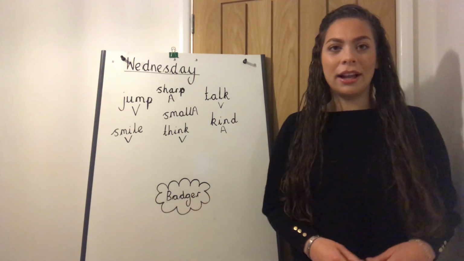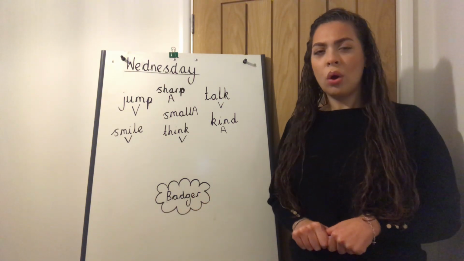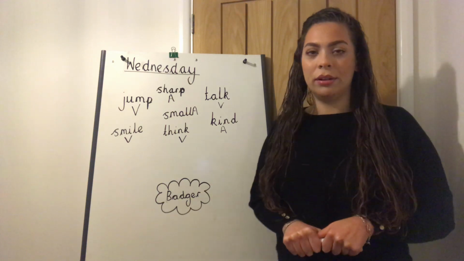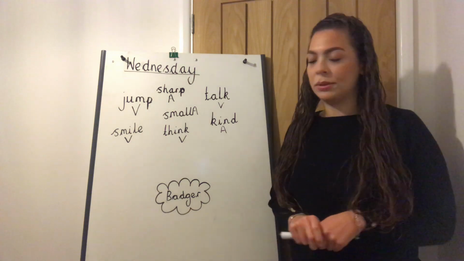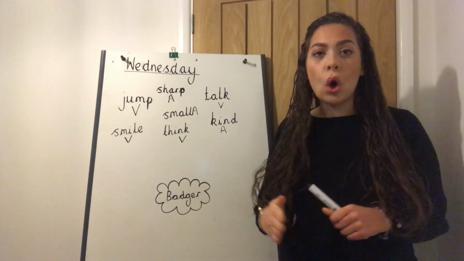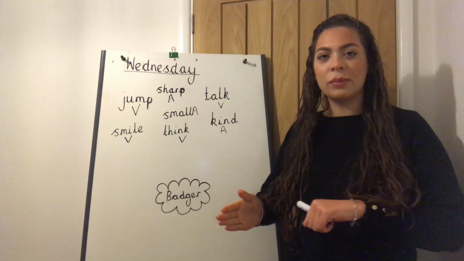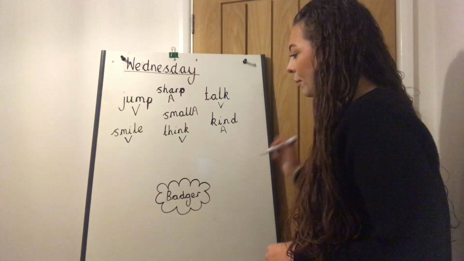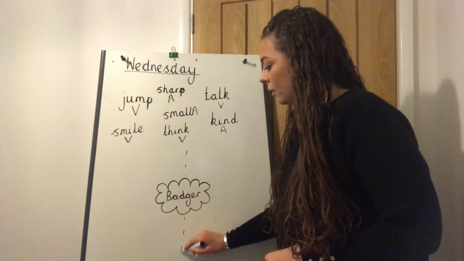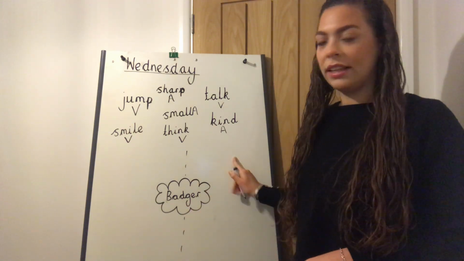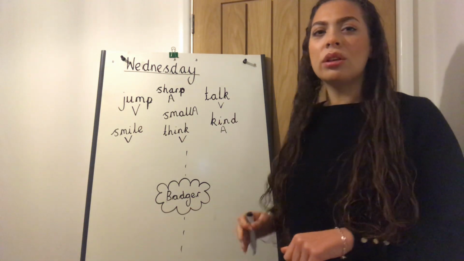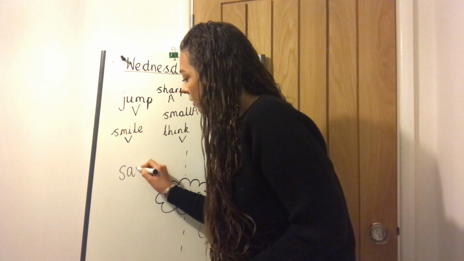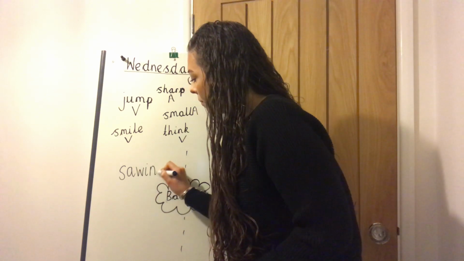I have chosen Badger and the picture of Badger. Our Badger in the picture is helping to build the new home for all of the animals to live in. And he's actually sawing a piece of wood. Can you do the action with me? He's sawing. So I'm going to put my adjectives on this side and my verbs on this side. So sawing is something you can do. So it's going to be a verb.